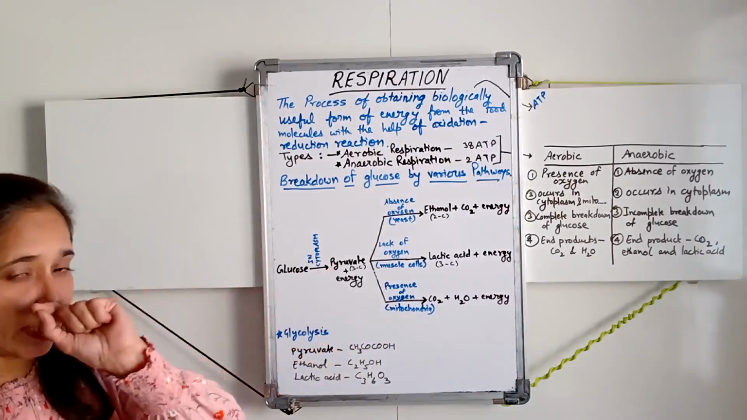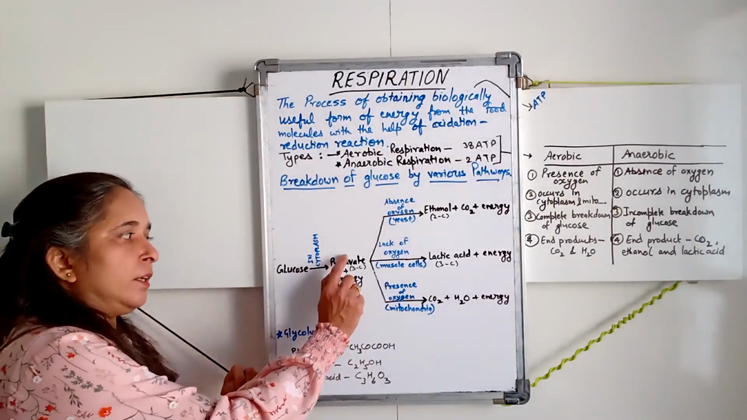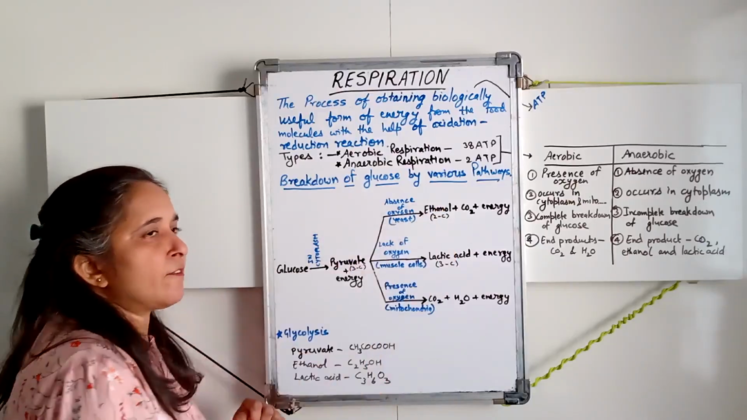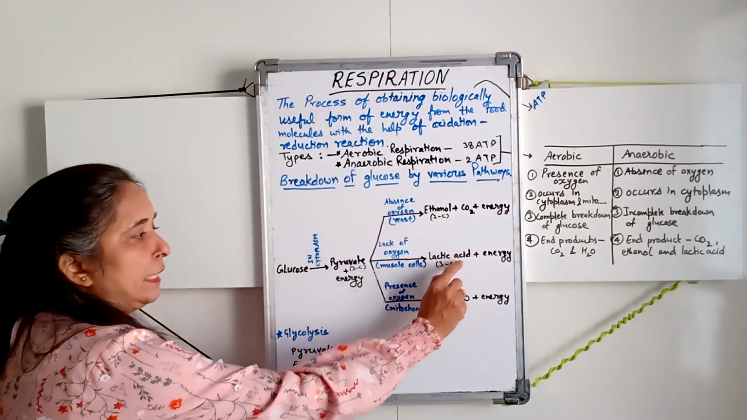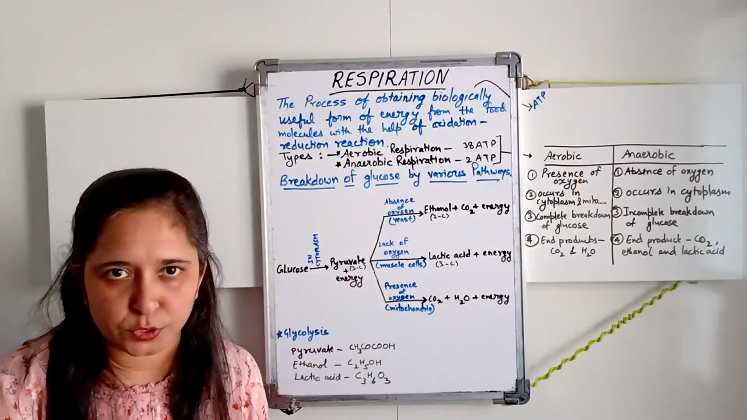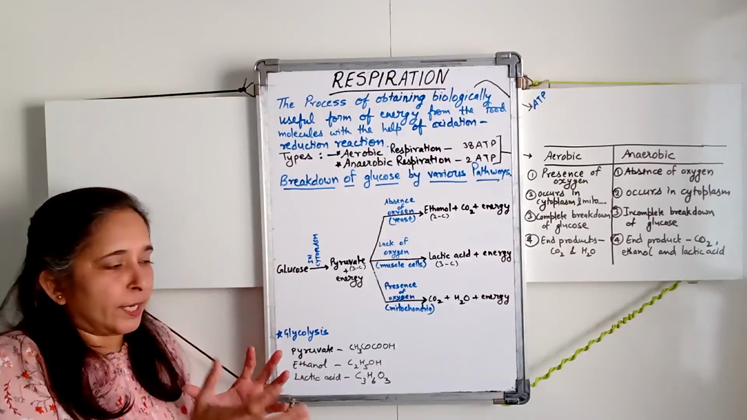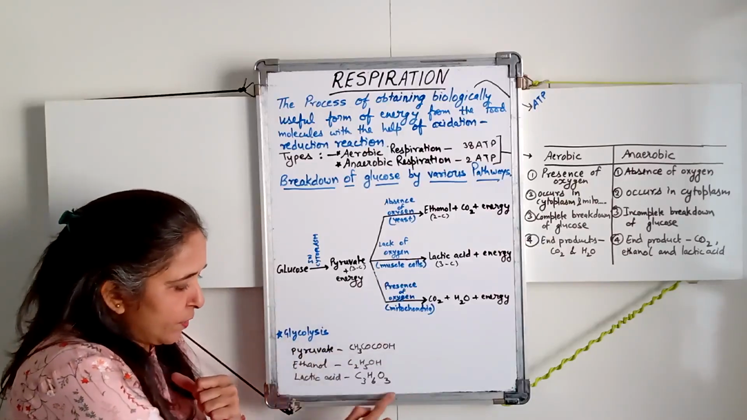Now here in your textbook you can see that under the pyruvate they have written 3 carbon molecule. Under the ethanol they have written 2 carbon molecule. Under lactic acid they have written 3 carbon molecule. Fine. So for bio purpose that is not very important, but still I gave here a few formulas.